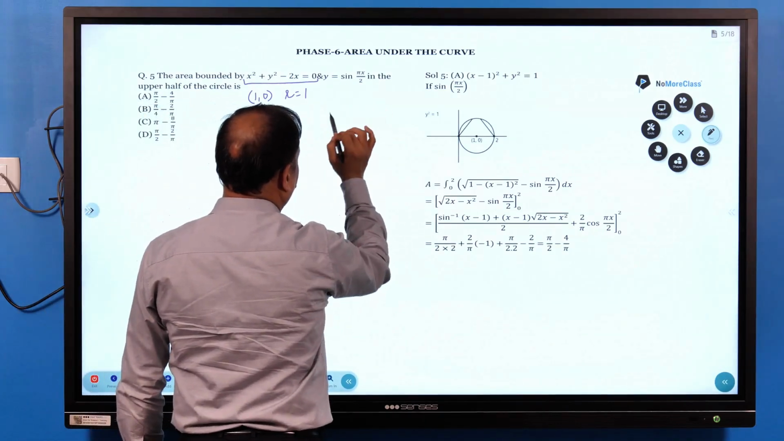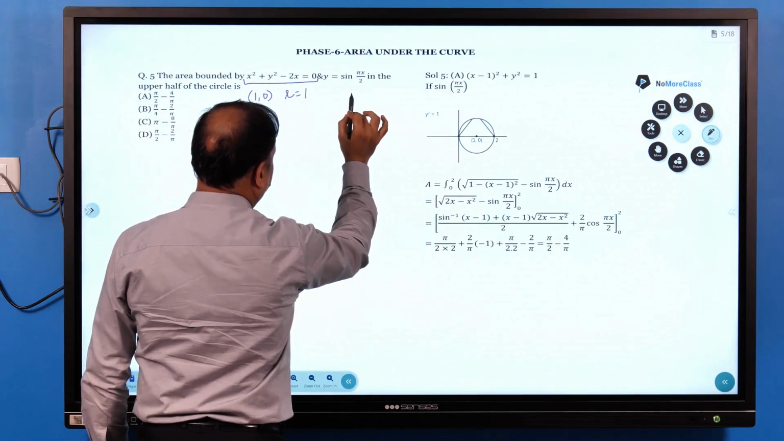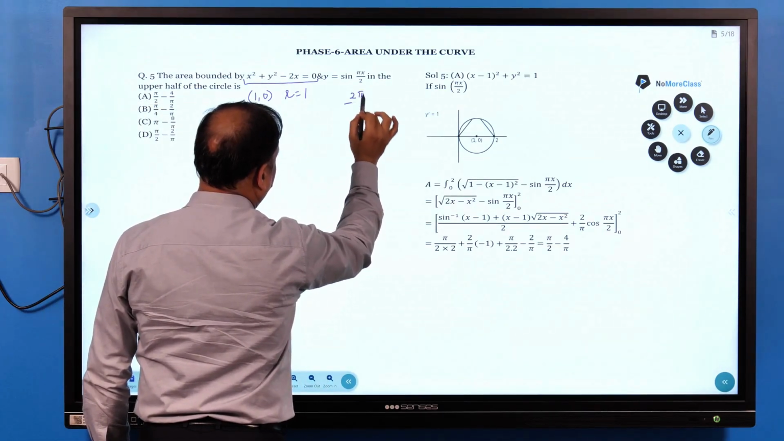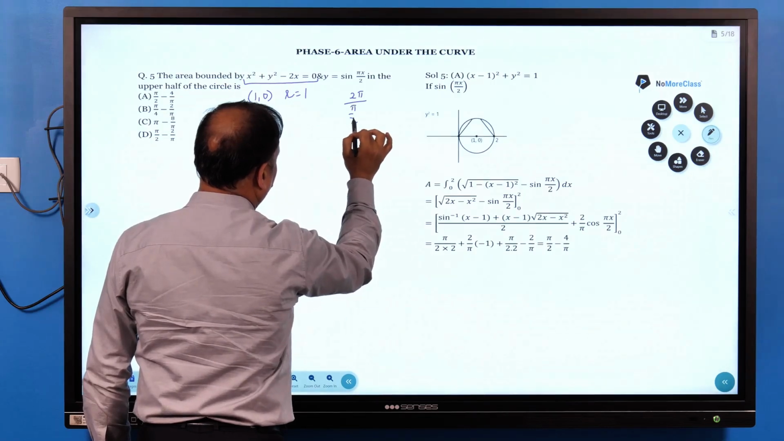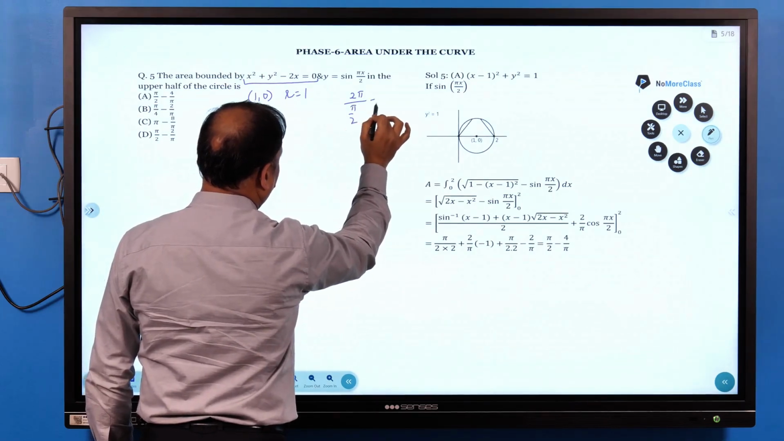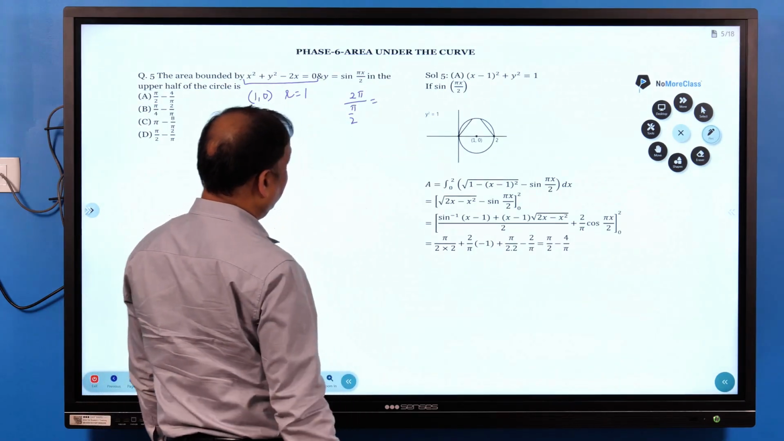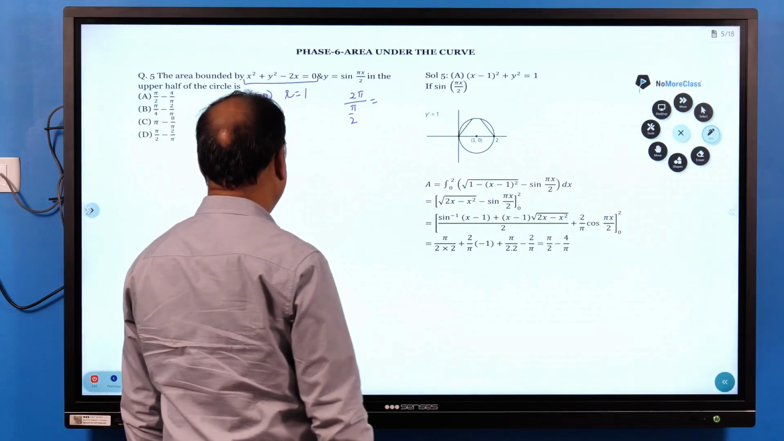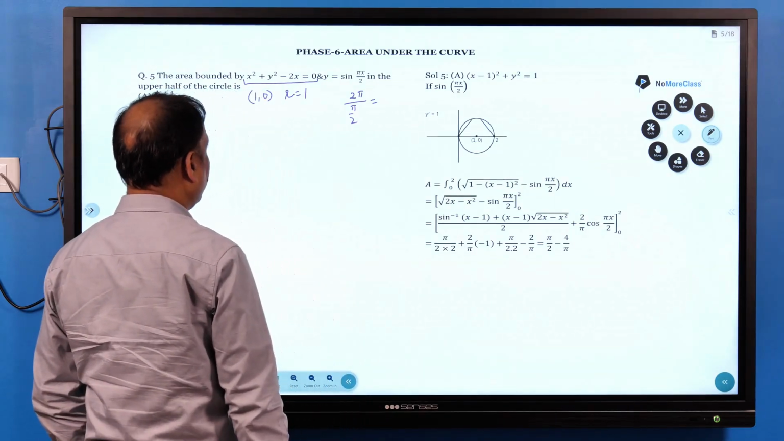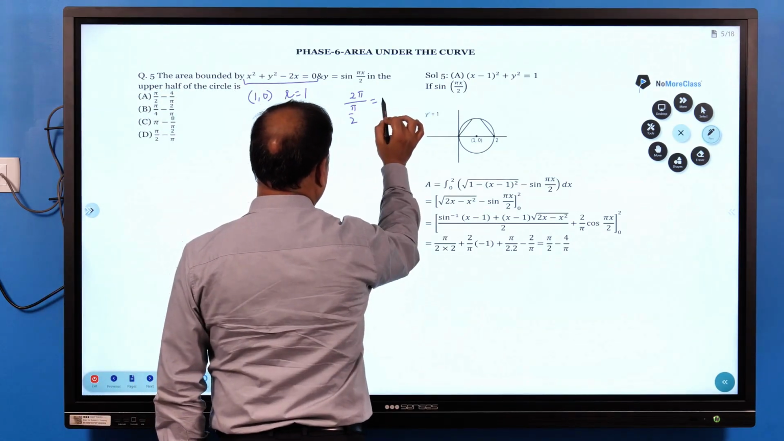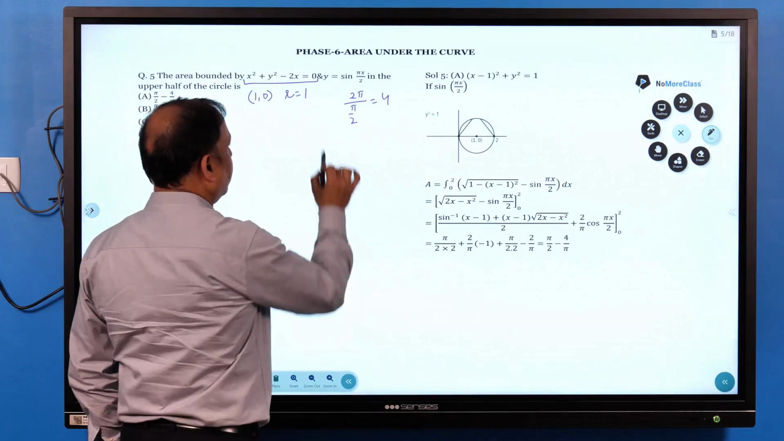The other curve is y is equal to sine pi x by 2. So its period will be T equal to 2 pi upon a, where a is pi by 2. So pi will cancel, and its period is 4.